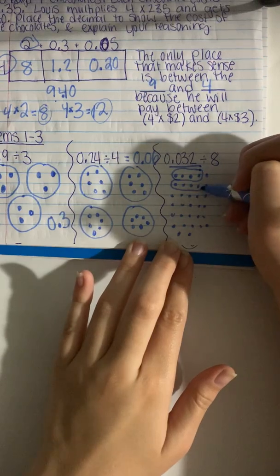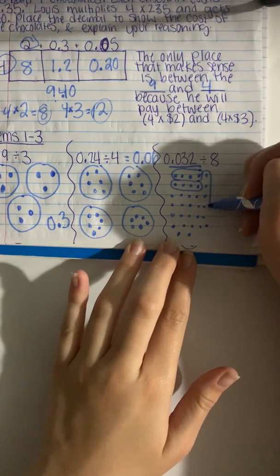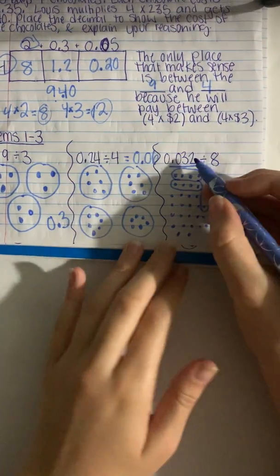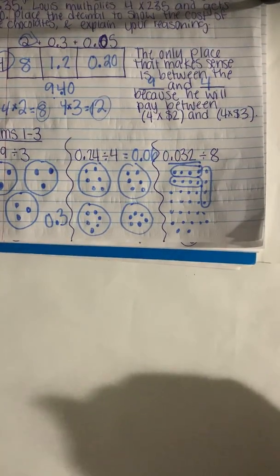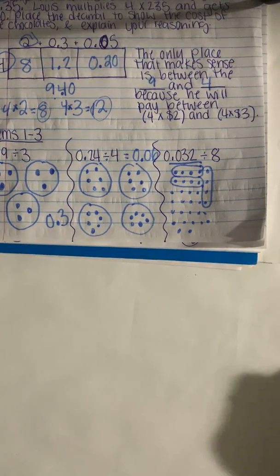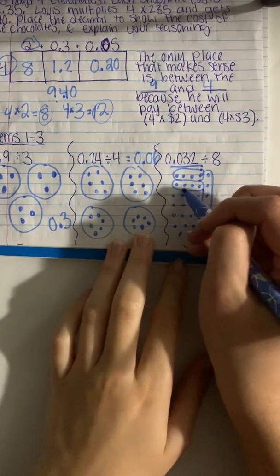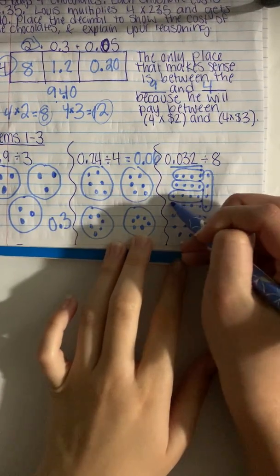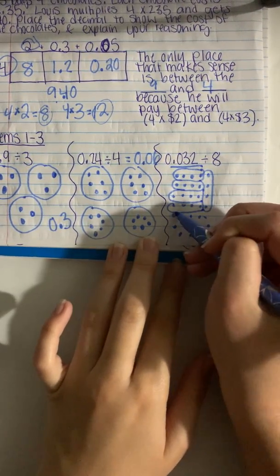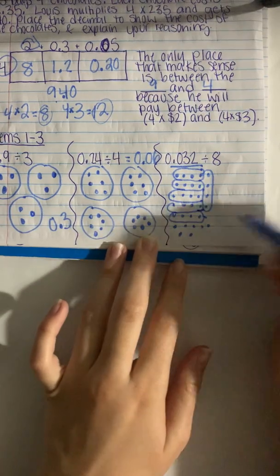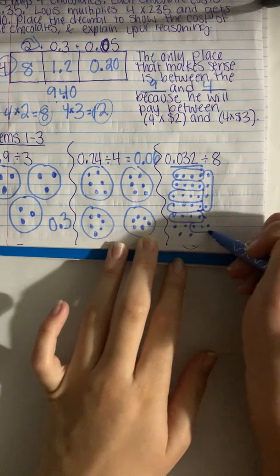1, 2. You might have some guess and check when you do this. 2, 3. I know from my math facts 32 divided by 8 should be around 4, so let's try that. I'm putting 4 in each group, and we're going to see if I get to 8 groups. 1, 2, 3, 4. 1, 2, 3, 4.